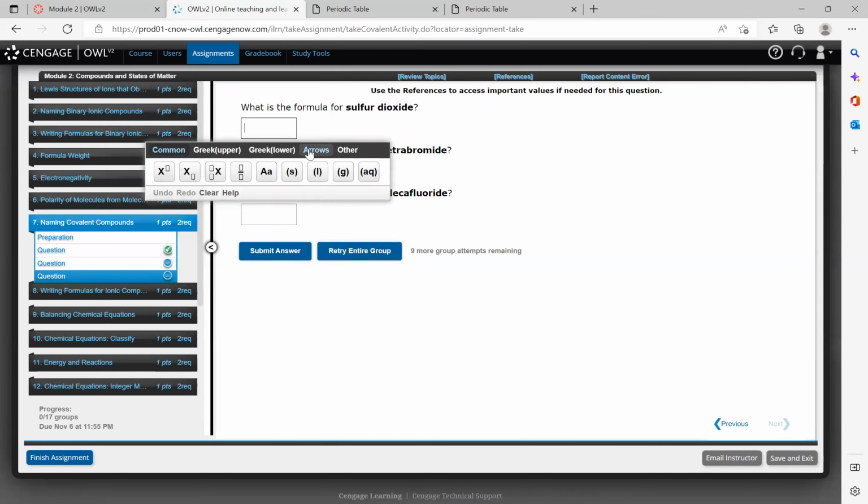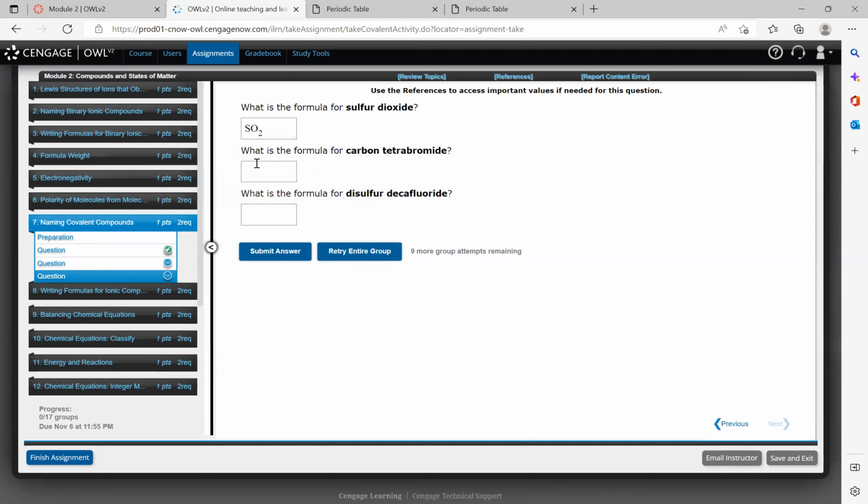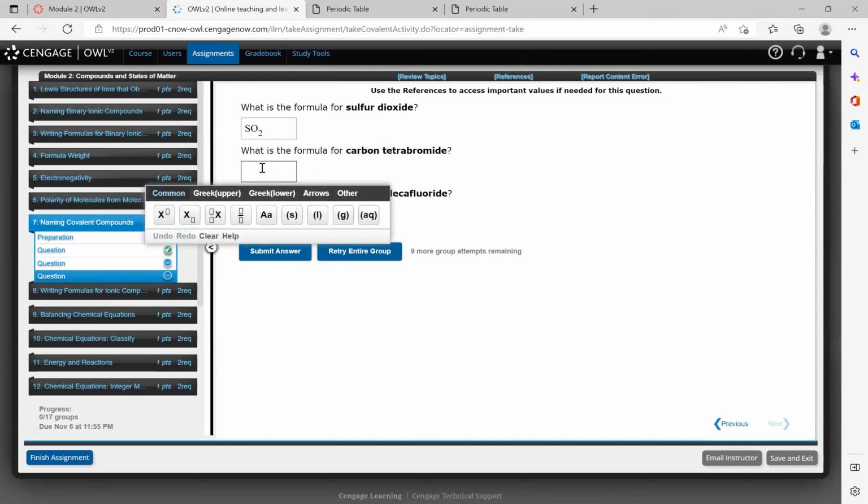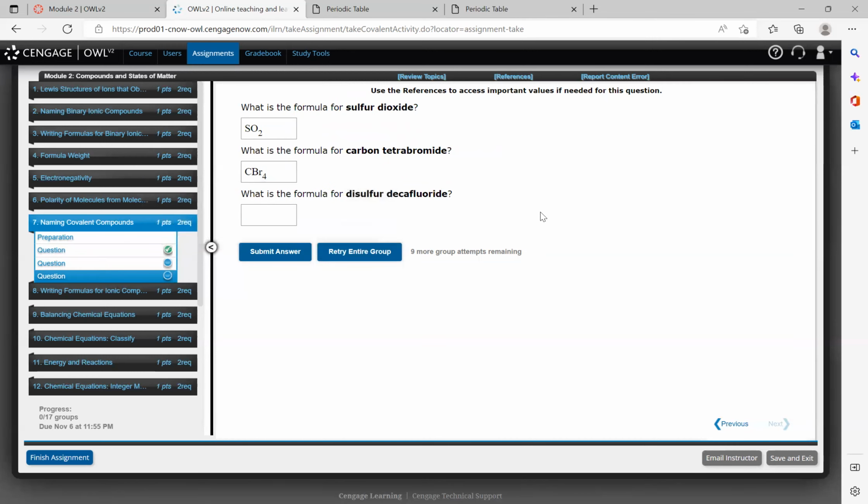All right, so this way we're going to see it kind of opposite. They're going to give us the name and we have to come up with the chemical compound. So we have sulfur, and then oxide is oxygen, and then di tells us that we have 2. For carbon tetrabromide, again, we just have carbon. And then for bromide, tetra means 4. And then finally, we have disulfur. So that tells us that we have 2 sulfur.